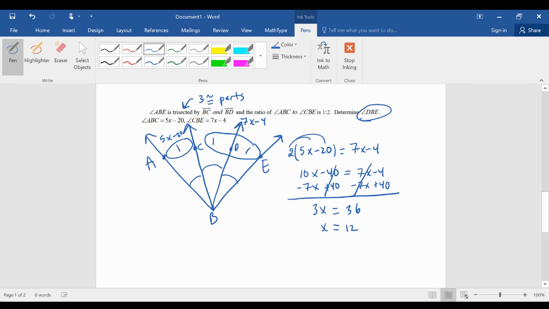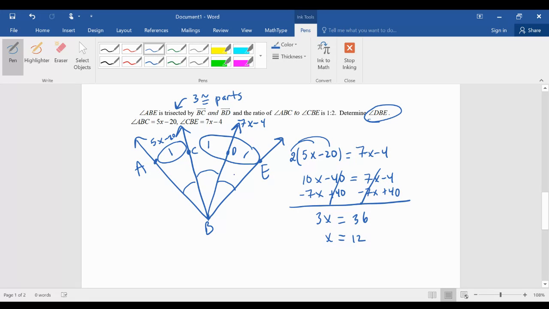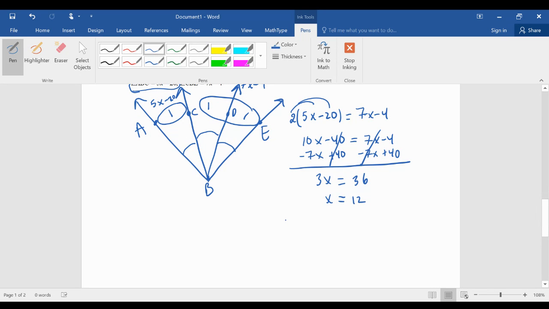So the measure of angle DBE is the same as the measure of the other 2 parts, which is the same as the measure of ABC. Once I know x, we can plug back in. So the measure of angle DBE is going to equal the measure of angle ABC, which is 5 times x minus 20, and x is 12. So there we get 40. So the angle is 40 degrees.